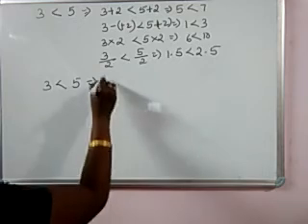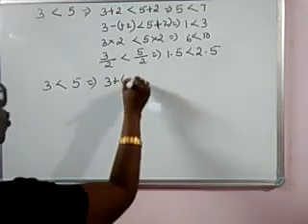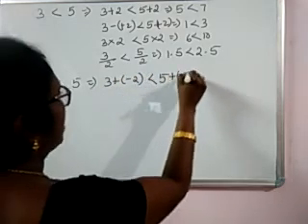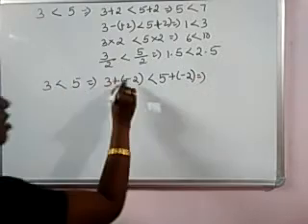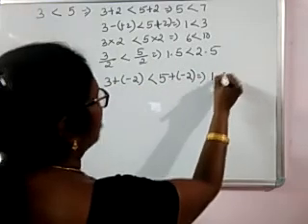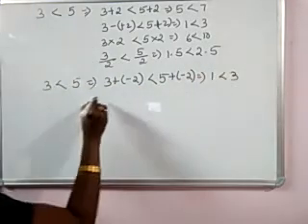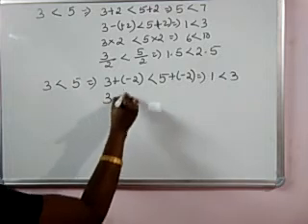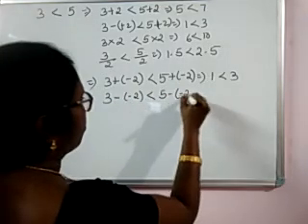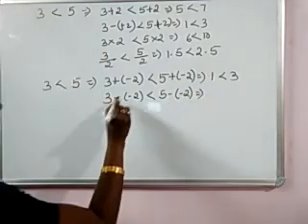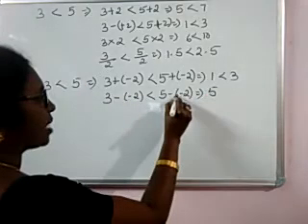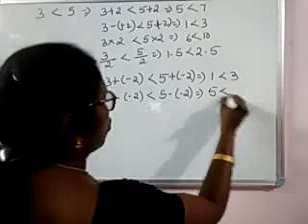I will show you. 3 plus of minus 2 is less than 5 plus of minus 2. 3 minus 2 is 1, 5 minus 2 is 3. So, same thing, no problem. In the same way, 3 minus of minus 2 is less than 5 minus of minus 2. 3 minus of minus is plus, so 3 plus 2 is 5. Here also minus of minus is plus, 5 plus 2 is 7.